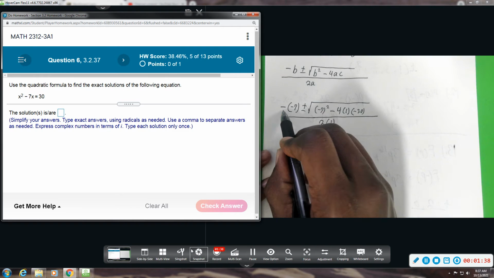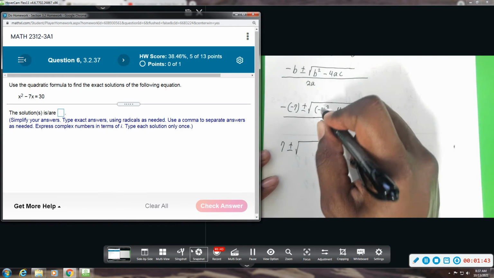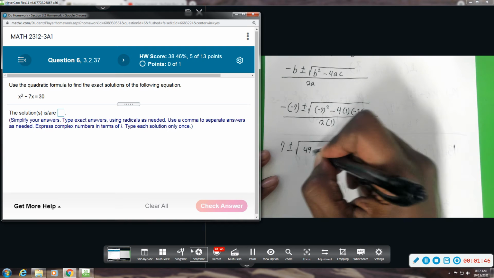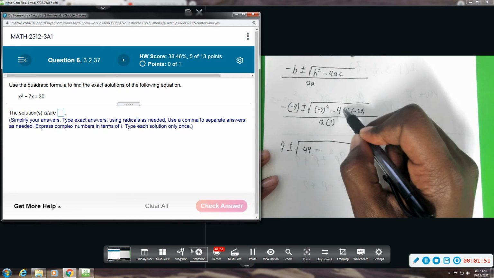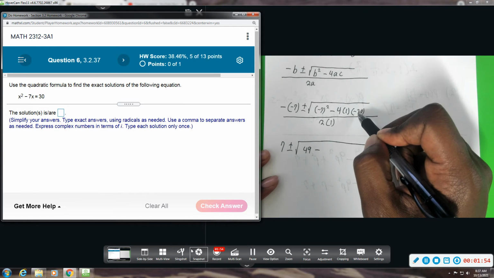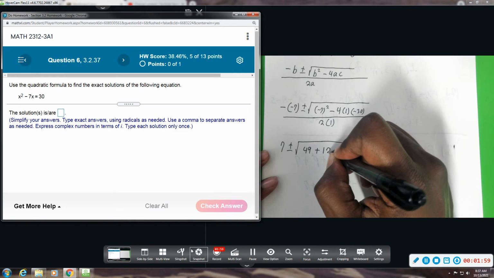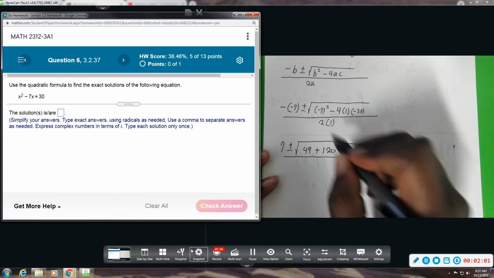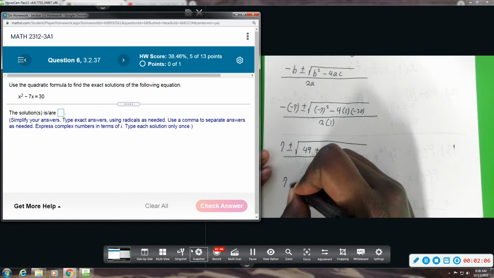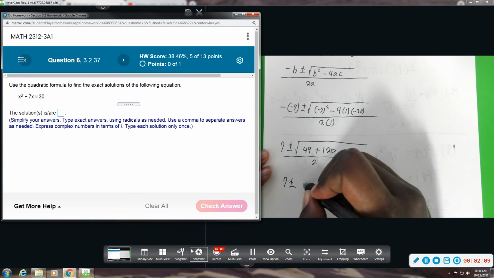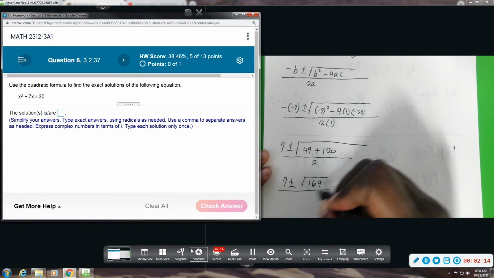So I'm going to start simplifying. This is going to be a positive 7 plus or minus the square root. Negative 7 squared is 49 minus 4 times 1, which is 4. And a negative 4 times a negative 30 is going to be a positive 120. So plus 120, all divided by 2 times 1, which is 2. So continuing, we have 7 plus or minus the square root. This is going to be 169 over 2.